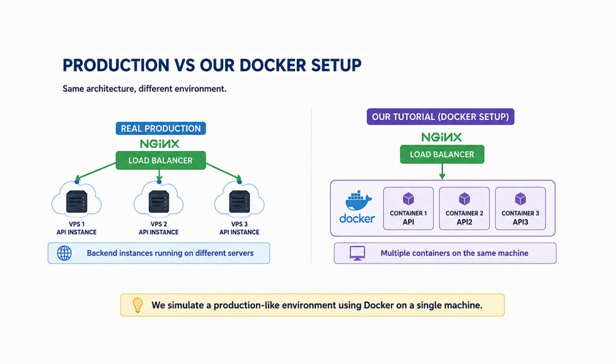So I'm going to simulate this setup using Docker. Instead of creating different VPS servers, I will create 3 containers from the same backend application and run them on the same machine. Then we will configure Nginx as a load balancer to distribute requests between these 3 backend containers.